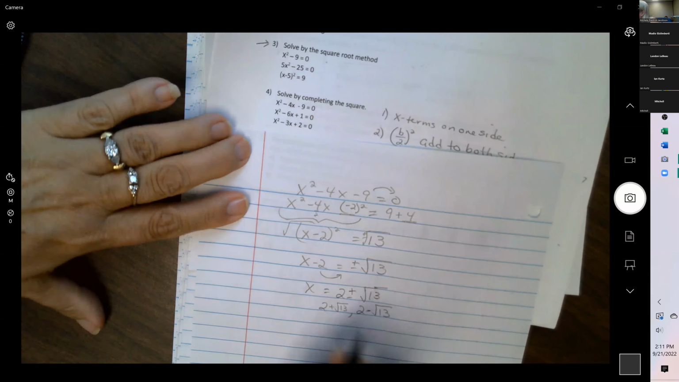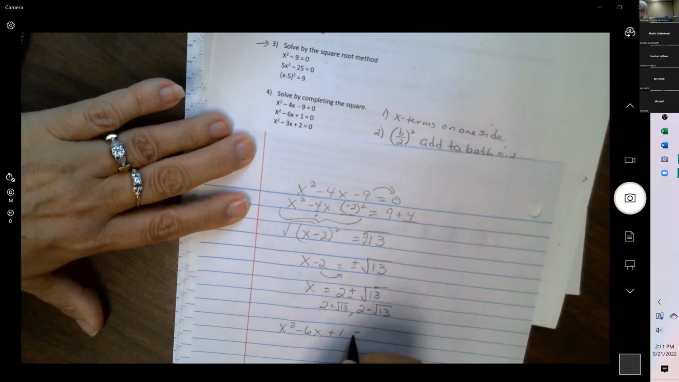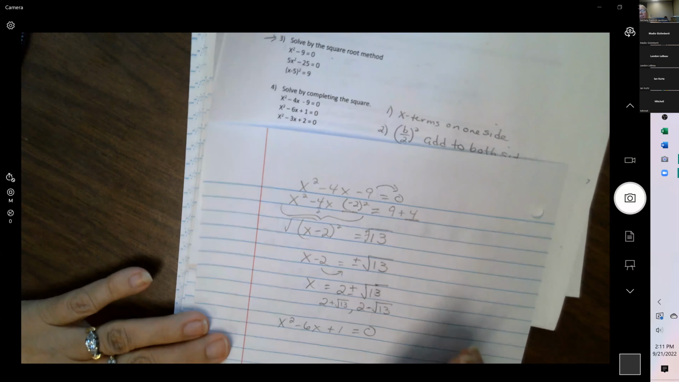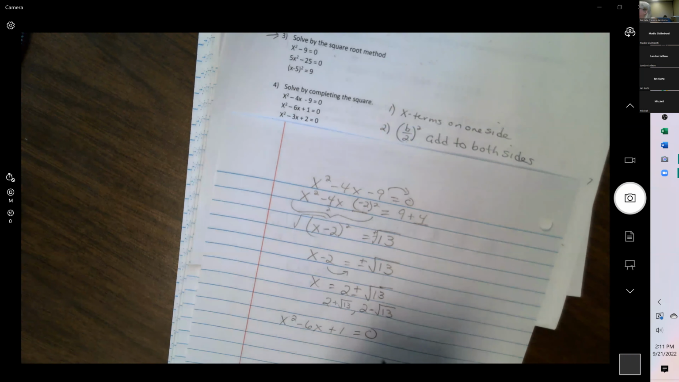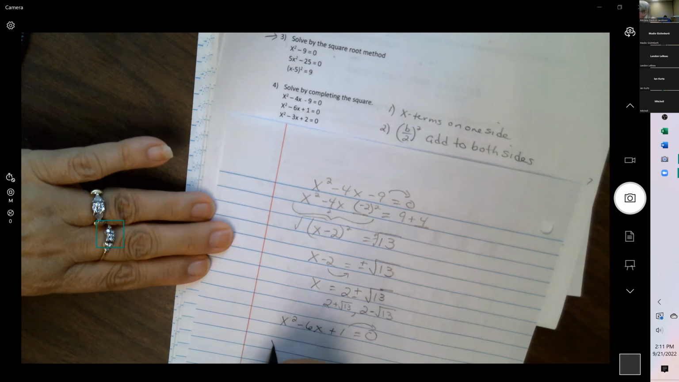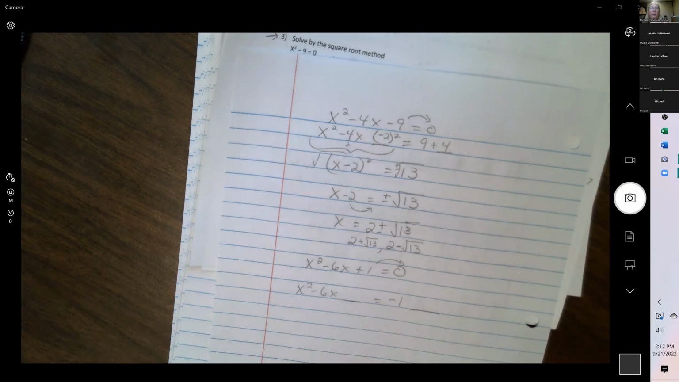Let's try the second one. So we have x squared minus 6x plus 1 equals 0. First thing we need to do, get the x's on one side, the constant on the other. So we have x squared minus 6x, leave a space, equals -1, and then we're going to add. So go ahead and find the value that we're going to add to both sides. Remember, it's b divided by 2 quantity squared.